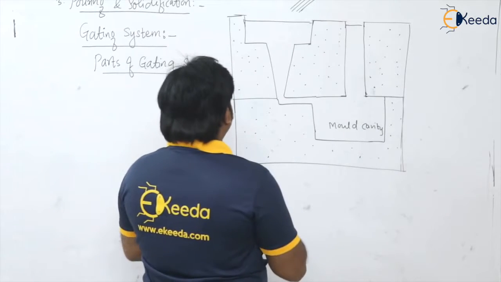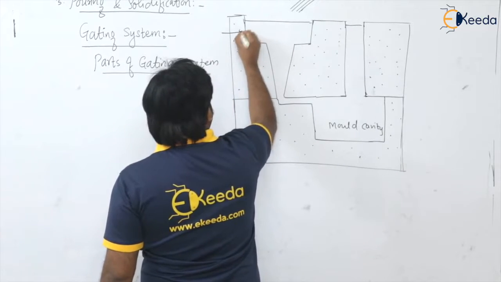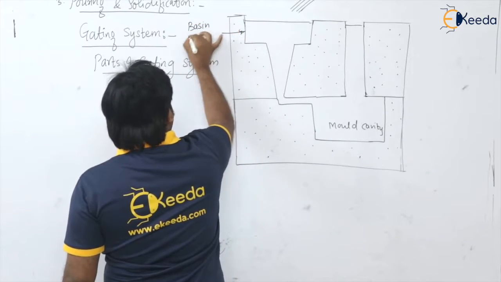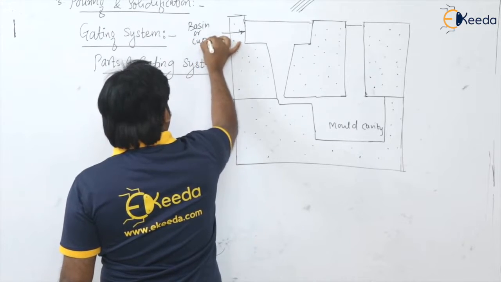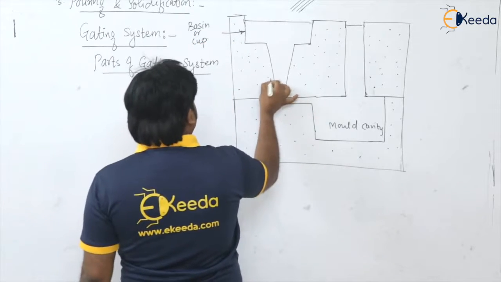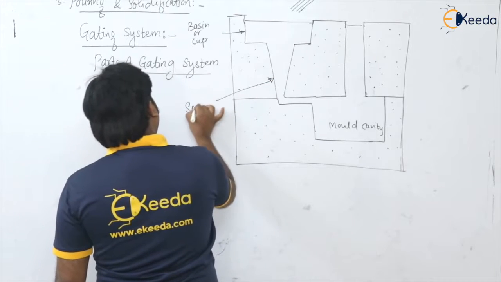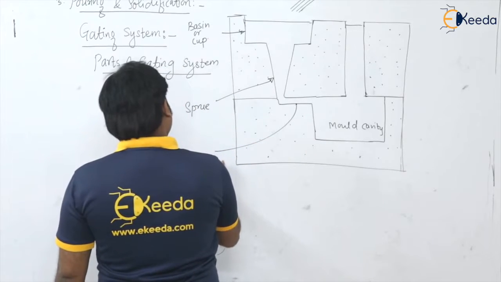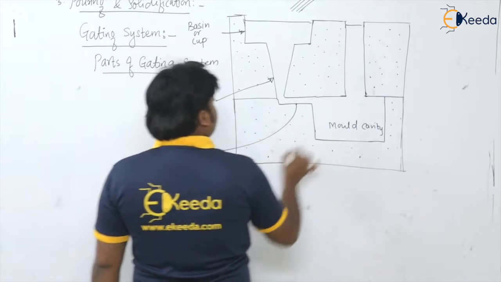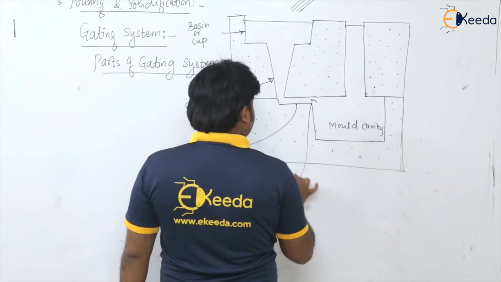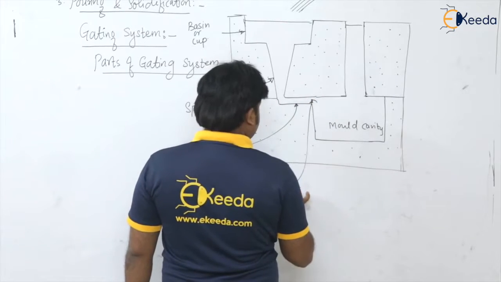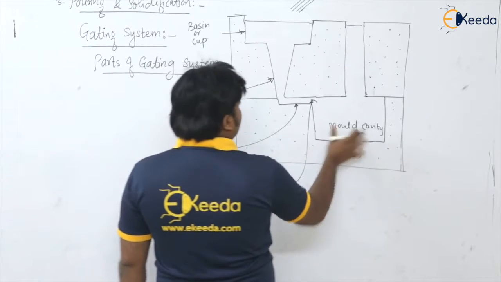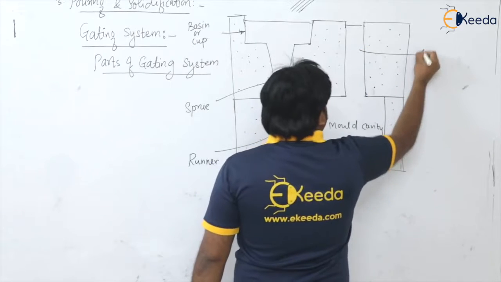So see here, this is known as the basin, or you can say it is a cup. Then this part is a sprue. This is the runner, and this is the ingate, or you can simply call it the gate. And this is our mold cavity. Here I have also shown the riser.